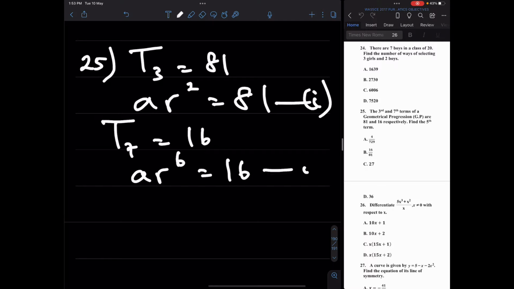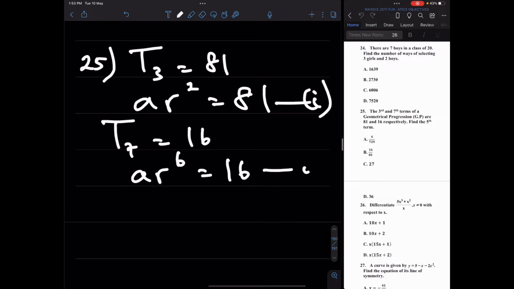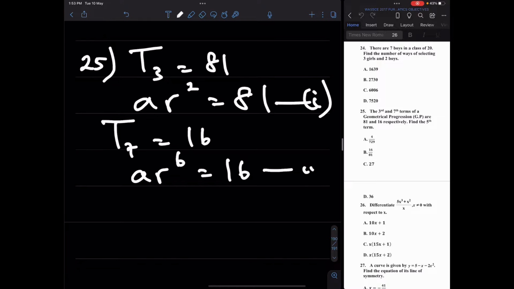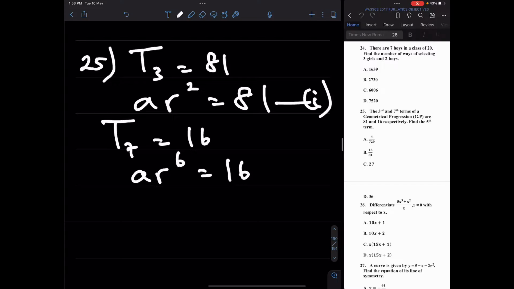So from equation 1, we can say that AR squared is equal to 81. That means A equals 81 over R squared. So I want to put that A in equation 2. Equation 2 is AR raised to the power 6 equals 16. And I know that A is 81 over R squared. So that means 81 over R squared times R raised to the power 6 equals 16. R raised to the power 6 divided by R raised to the power 2 is R raised to the power 4. That means 81 R raised to the power 4 equals 16.